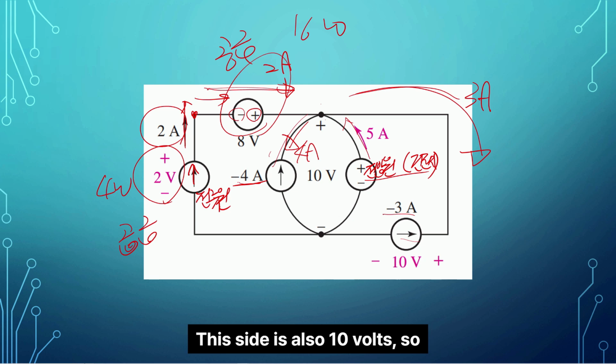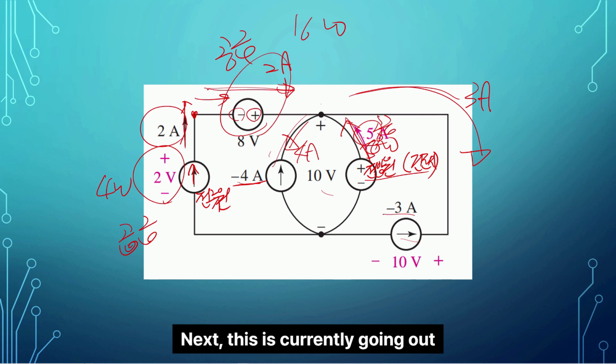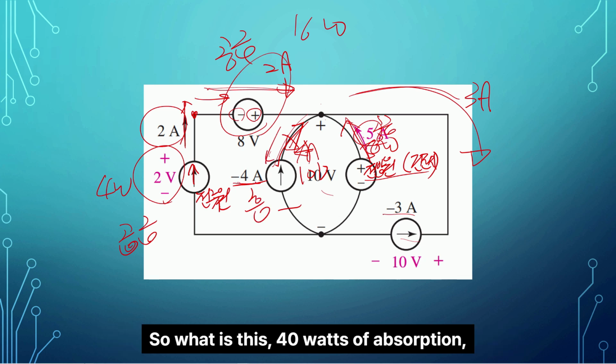Here is also currently 10 volts. This side is also 10 volts. So, since it's coming out at 10 volts, what is this? Supply. How much? 50 watts. This is currently going out at plus and minus 10 volts. But I thought it was going out, but it's the opposite. So what is this? 40 watts of absorption.